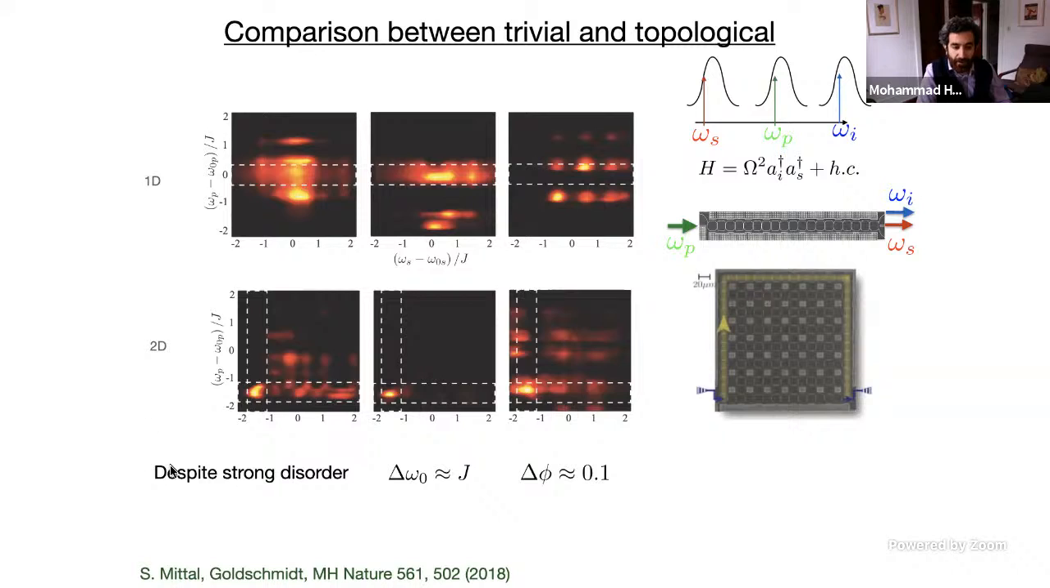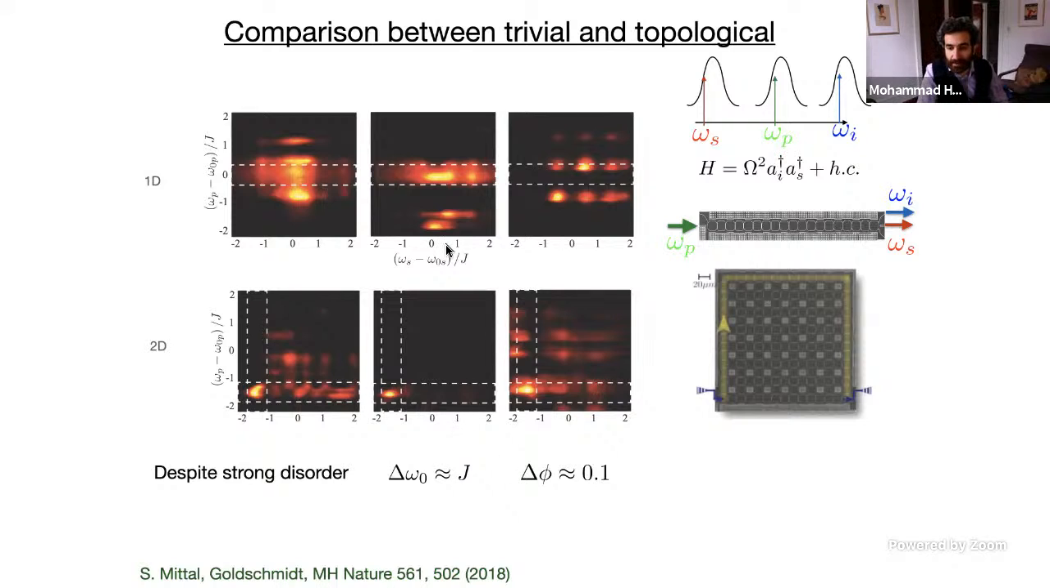This is remarkable because this is despite the presence of a strong disorder in the system. The frequency mismatch we have estimated to be almost of the order of the tunneling rate. And also our magnetic field is fake. It's not uniform over the entire system. It varies from side to side. Nevertheless, we see the similarity.